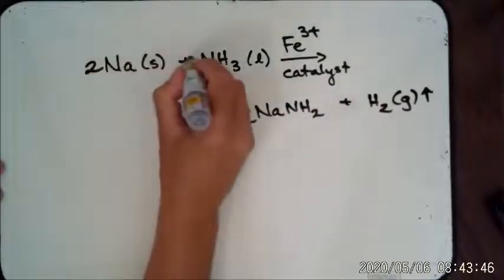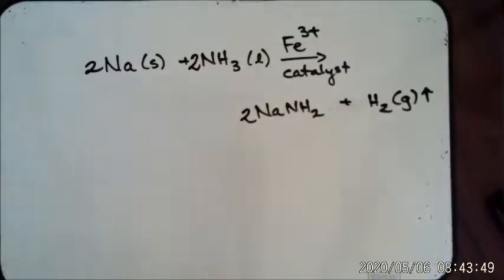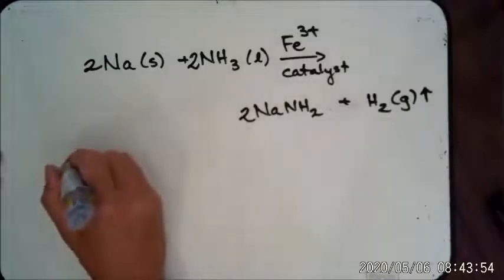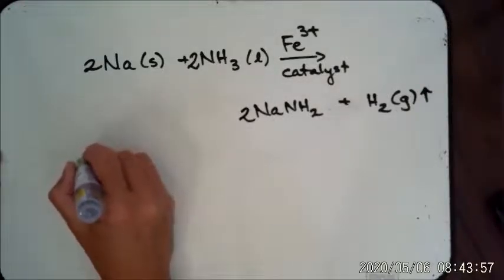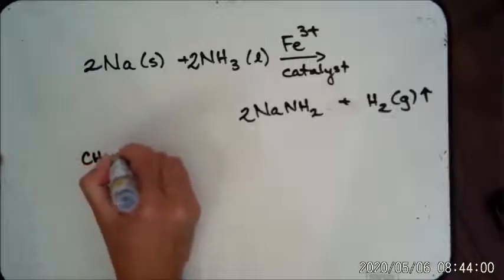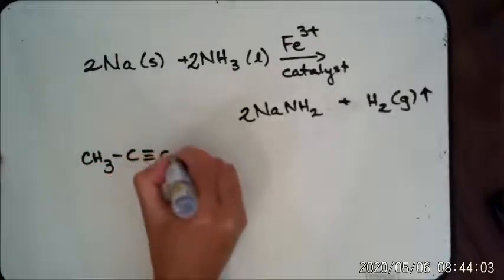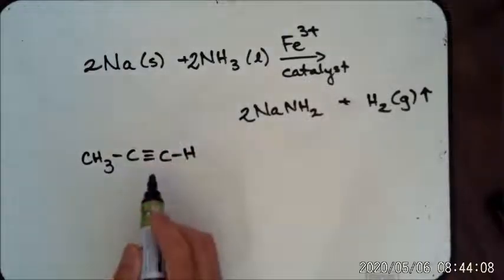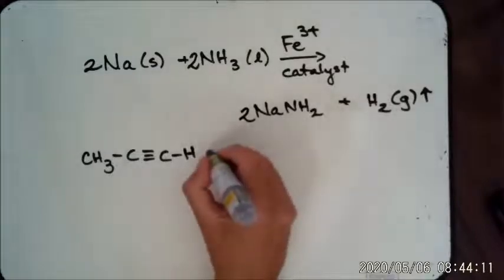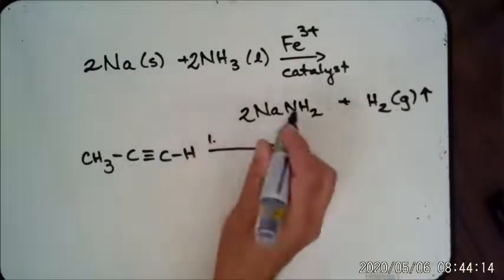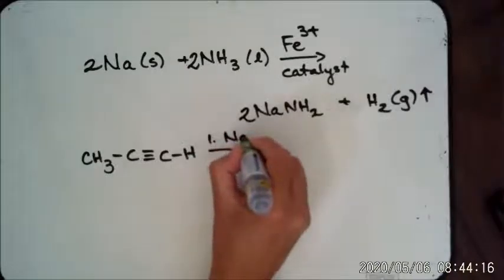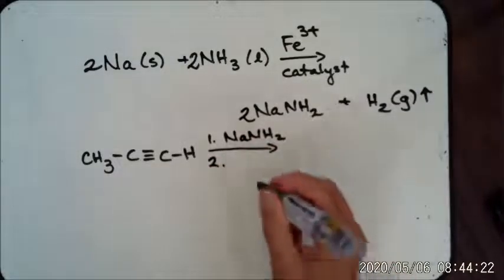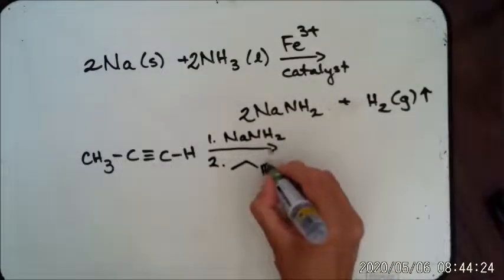Okay? So that's how we make it. So you should know how we make it. Suppose now I say, well, I have propyne. So suppose I take propyne, and the first thing I do is react it with sodium amide. And the second thing I do is I react it with, let's say, ethyl bromide.